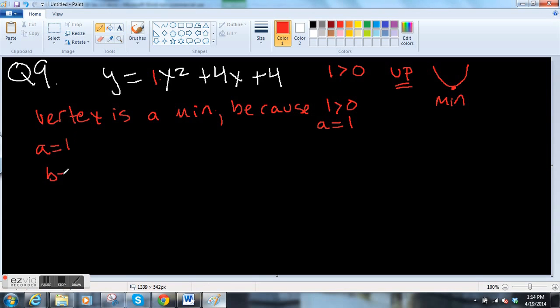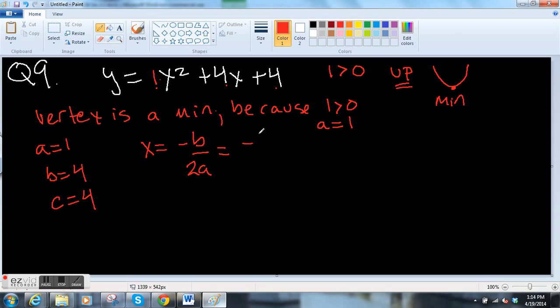Okay, well that's not too bad. We have a equals 1, b equals 4, and c equals 4. I'm looking at the coefficients of these terms, and I put them in order: x squared, x, and then the constant term. And our equation says that the vertex is at x equals negative b over 2a.